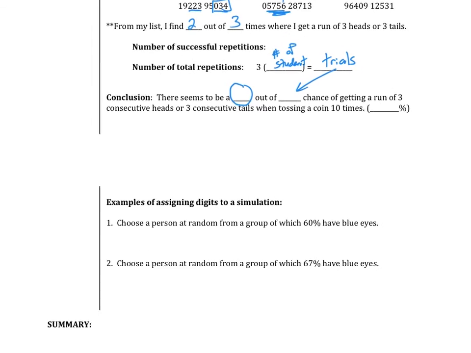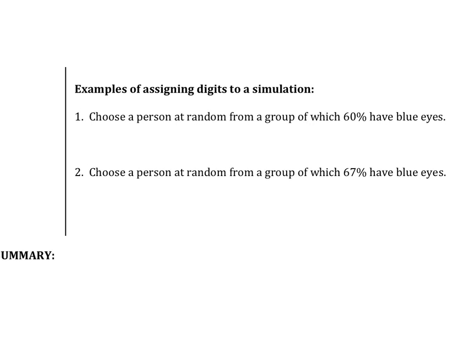Okay, the last part: examples of assigning digits to a simulation. Choose a person at random from a group of which 60% have blue eyes. 60% means 6 out of 10. So when you assign the numbers, I'm going to pick the first 6 numbers, 0 through 5, would be blue. And everything else, 6 through 9, would be not blue.